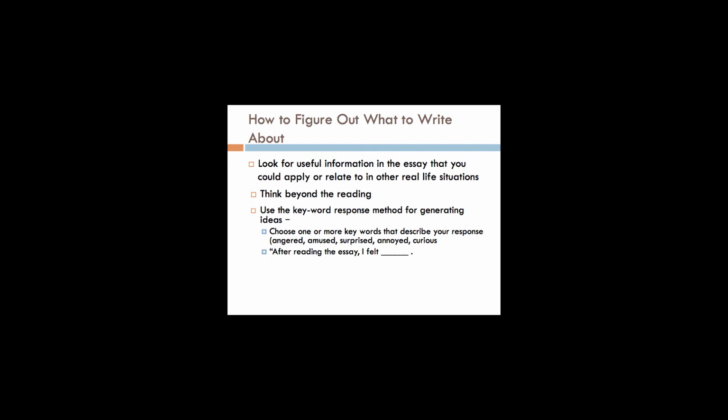Use the keyword response method for generating ideas. Choose one or more keywords that describe your response. Are you angered, amused, surprised, annoyed, curious? In other words, you could say to yourself, after reading the essay, I felt really annoyed. And then explain why you felt annoyed. Give some examples of what annoyed you. This is one way to help structure this essay.